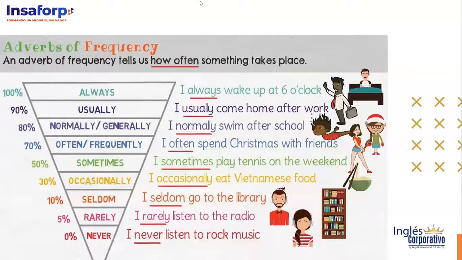You have here the adverbs of frequency, and also you have the percentages, okay? So always is going to be 100%. Usually it's going to be 90%. Normally or generally, it's going to be 80%. Often or frequently, it's going to be 70%. Sometimes it's going to be 50%. Occasionally, it's going to be 30%. Seldom is going to be 10%, rarely 5%, and never 0%.